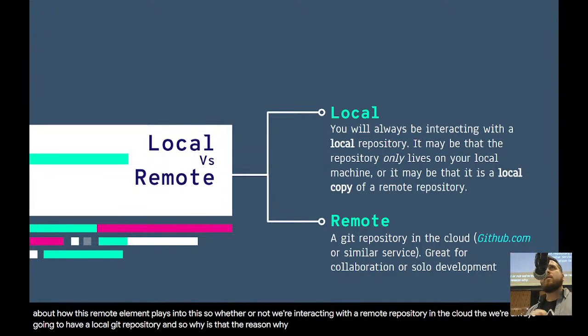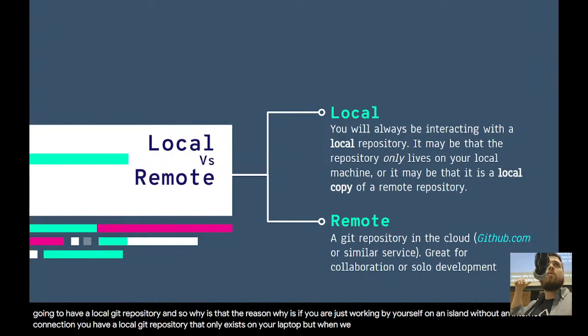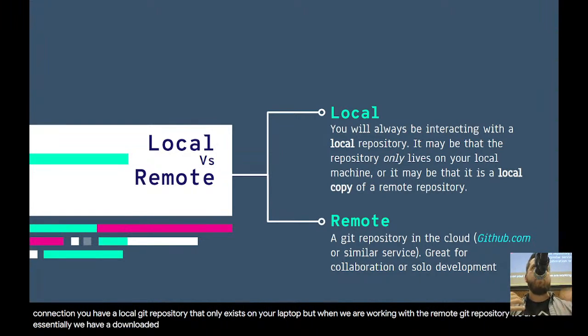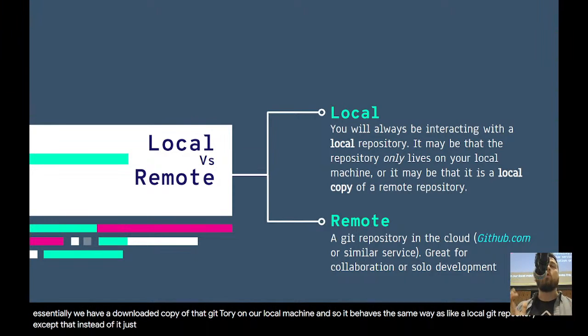The reason why is if you are just working by yourself on an island without an internet connection, you have a local Git repository that only exists on your laptop. But when we are working with a remote Git repository, we have a downloaded copy of that Git repository on our local machine. And so it behaves the same way as a local Git repository, except that instead of it only existing on our machine, it is a copy of what exists in the cloud. And the cloud that we're going to be most familiar with by the end of this class is going to be GitHub.